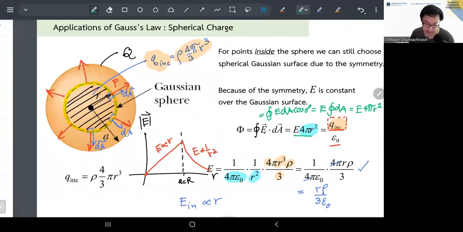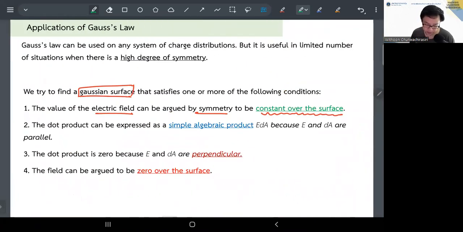Okay, and now if you go back and read this process, you see we try to make the algebra of the flux calculation as simple as possible. And as you can see there, we try to pick the surface where electric field and dA are parallel to each other. So that's kind of nice. And next time we will have another chance to pick a surface that maybe makes E and dA perpendicular to each other, so everything goes to zero, and so on.